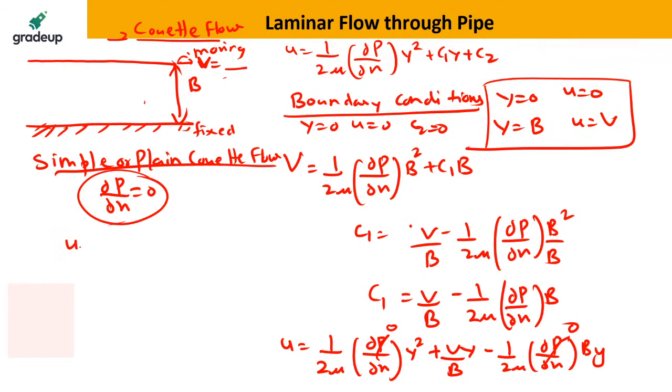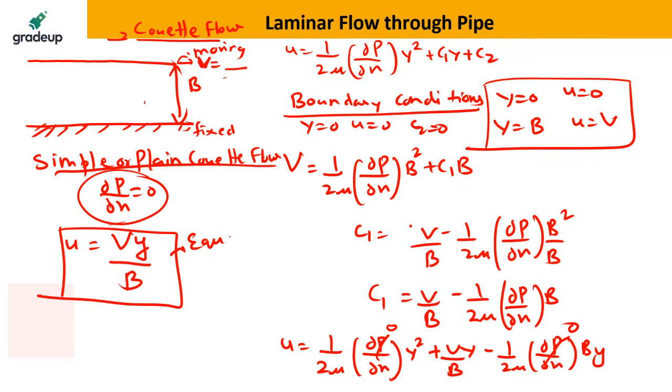In that, the local velocity will be equal to v into y by b. This will become the local velocity. This is the equation of plain Couette flow, plain or simple Couette flow. So you have to remember this equation.